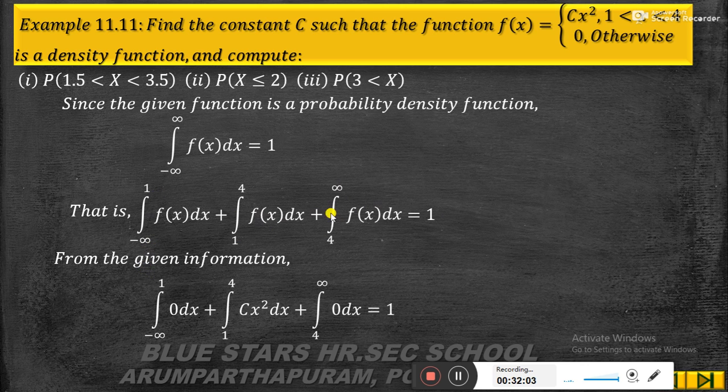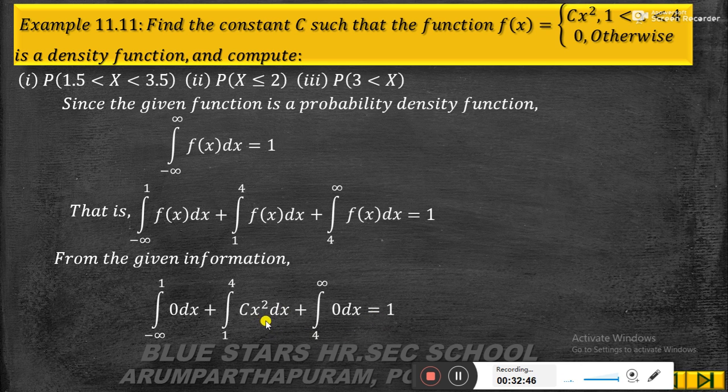Integral from minus infinity to 1 is 0, because only between 1 and 4 is the function c x square. For the remaining limits I substitute f of x equals 0. Therefore integral minus infinity to 1 of 0 dx plus integral 1 to 4 c x square dx plus integral 4 to infinity of 0 dx equals 1. The first and last integrals are 0, so only the middle integral 1 to 4 c x square dx equals 1.